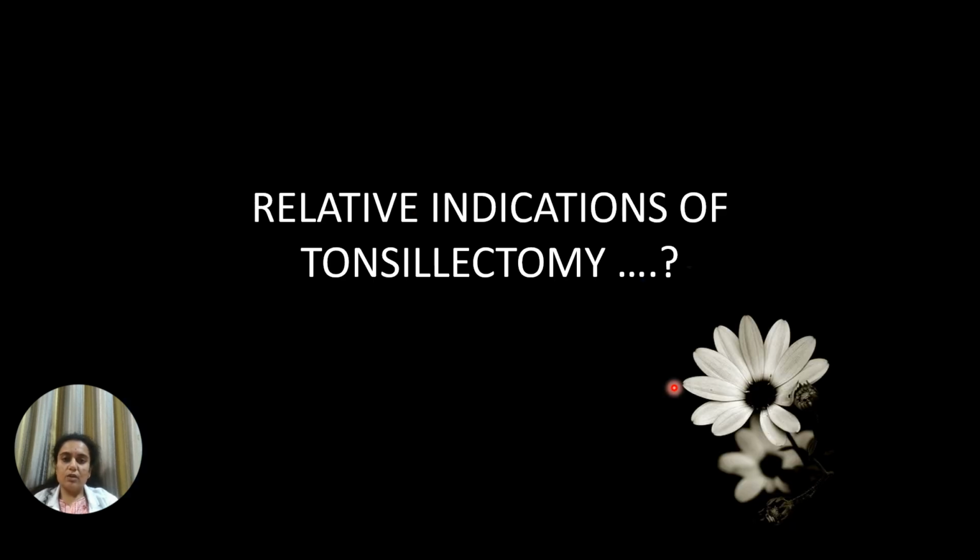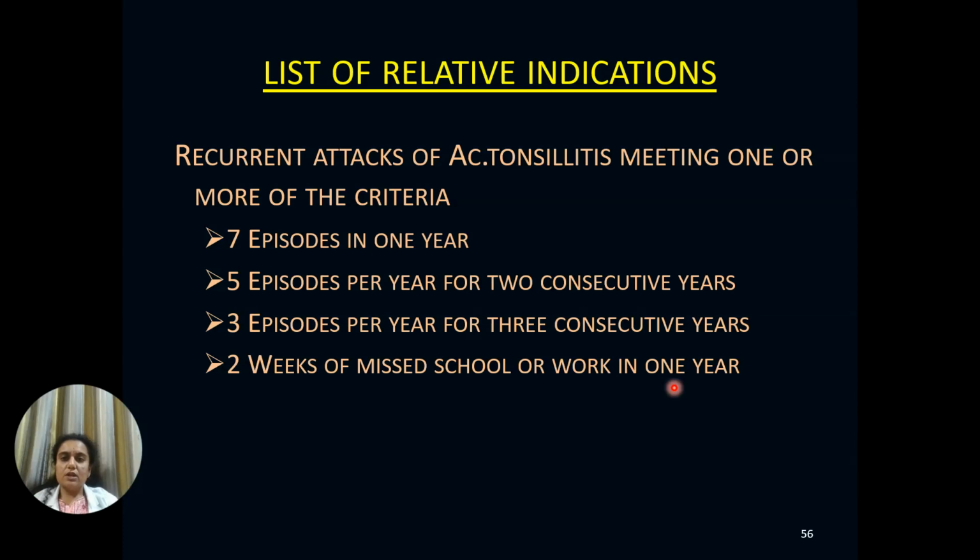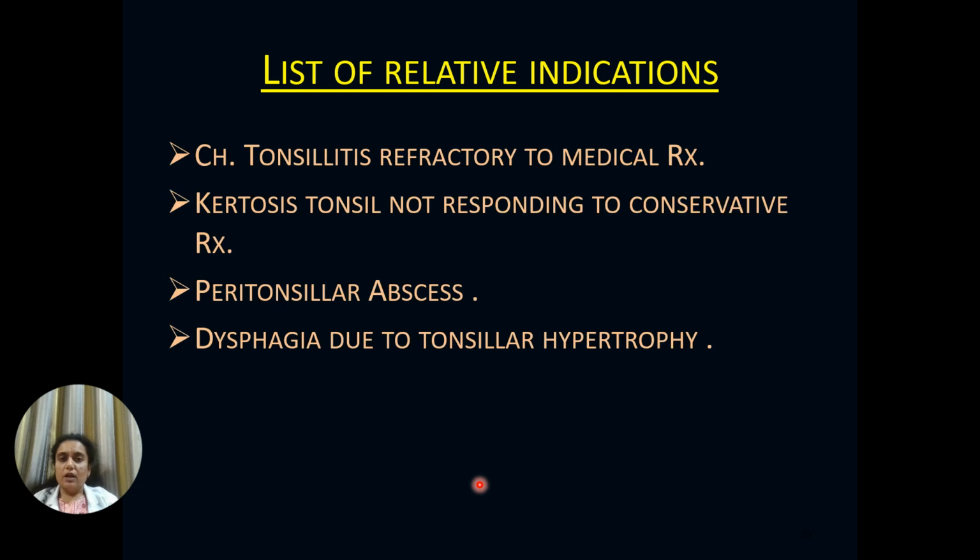So all this become the absolute indications for doing it. So what are the relative indications? As already discussed, the recurrent attacks: 7 episodes in 1 year, 5 episodes per year in 2 consecutive years, 3 episodes per year in 3 consecutive years, and 2 weeks of missed school or work in 1 year. These are the relative indications. And also keratosis tonsil, peritonsillar abscess, and dysphagia due to tonsillar hypertrophy.